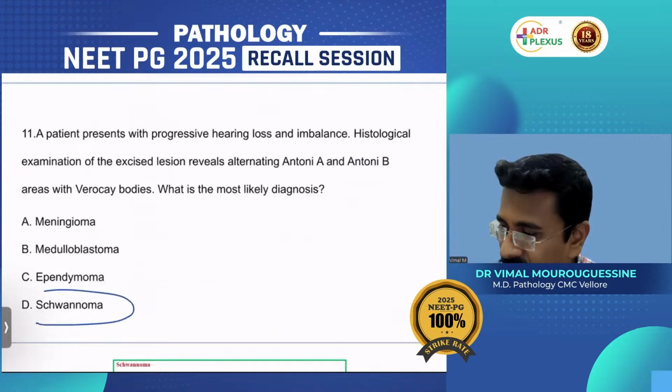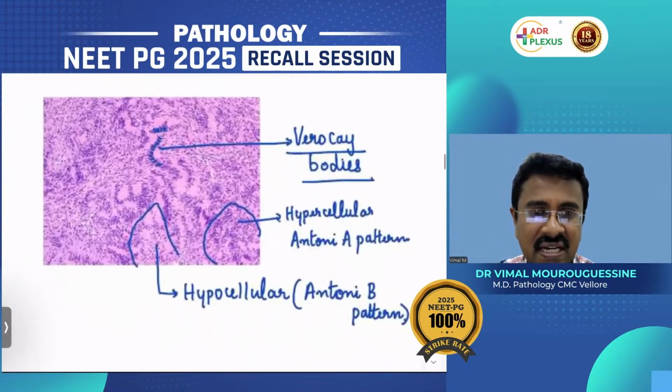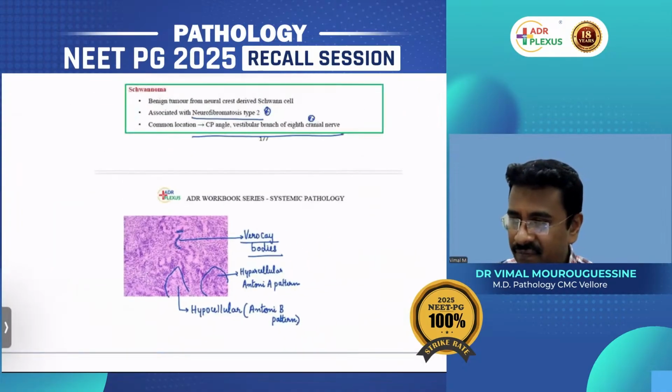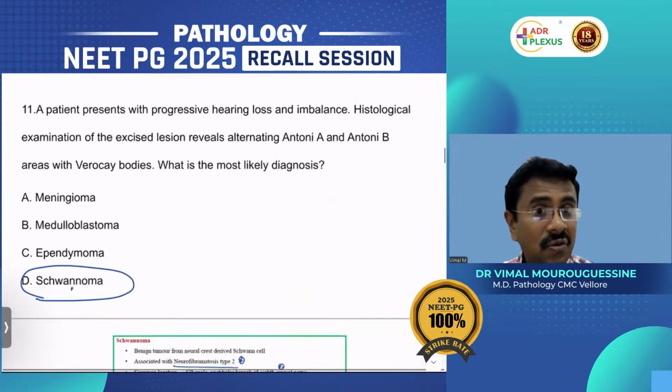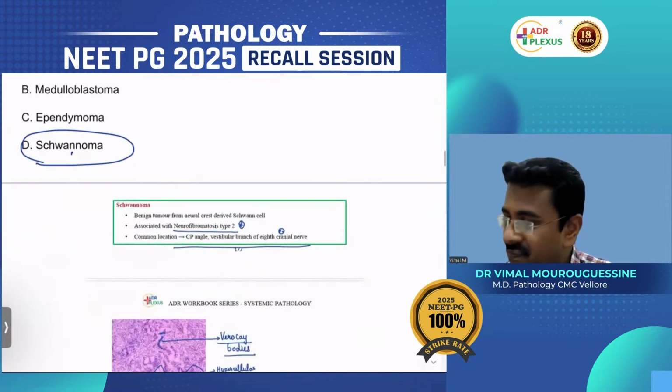Schwannoma. Yes. So remember, guys, this picture we used to discuss in our class, that Verocay bodies and hypercellular Antoni A and hypocellular Antoni B areas, this is characteristic of schwannoma. And remember, neurofibromatosis type 2 is associated with bilateral acoustic schwannoma, that also we use to recollect when we discuss schwannoma.